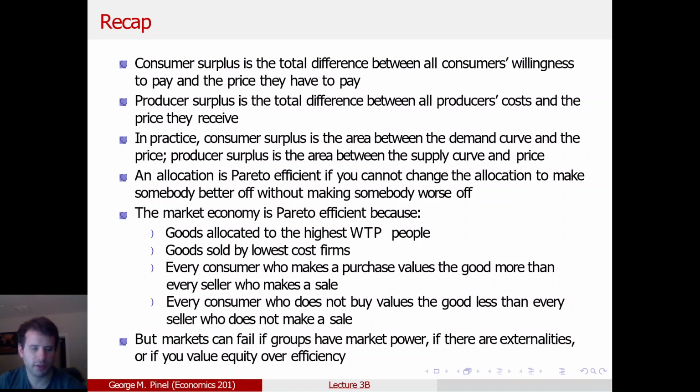Using another real-world example, if you value equity over efficiency, you might want to restrict. Let's say you want to increase taxes on the wealthy. That'll likely make the overall GDP of the country lower, or maybe at least lower in the short term, or whatever. I think the debate's still out there for that.